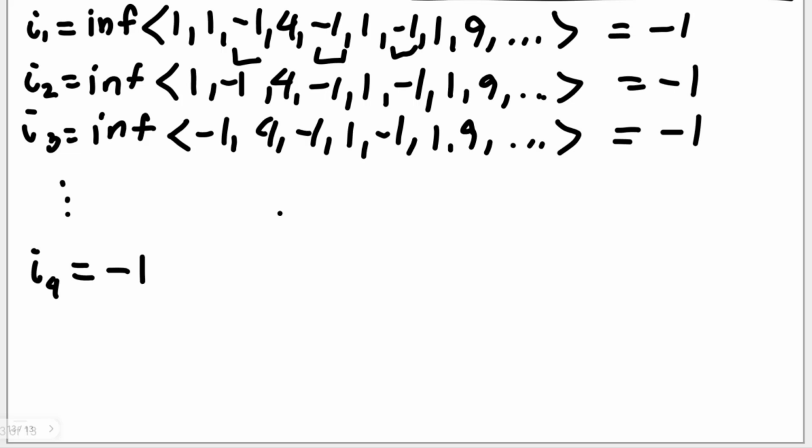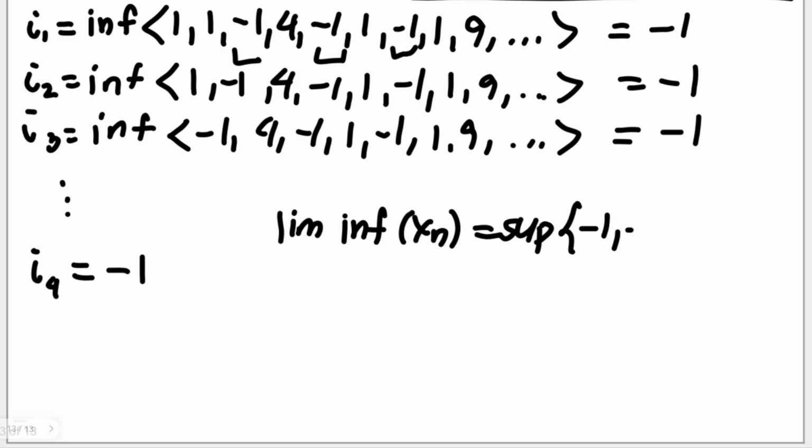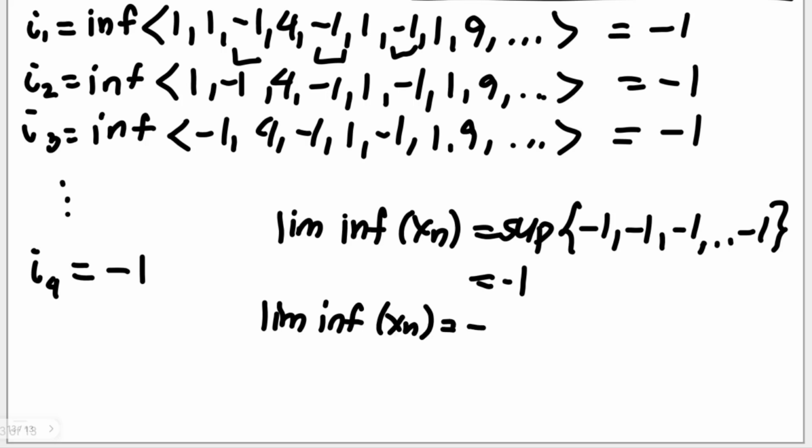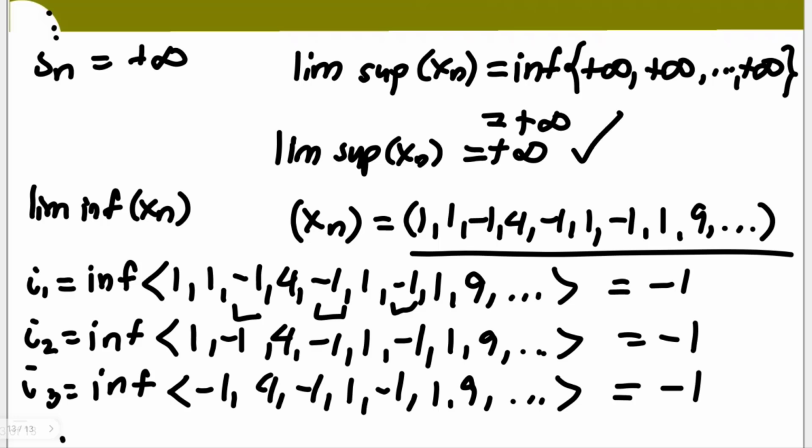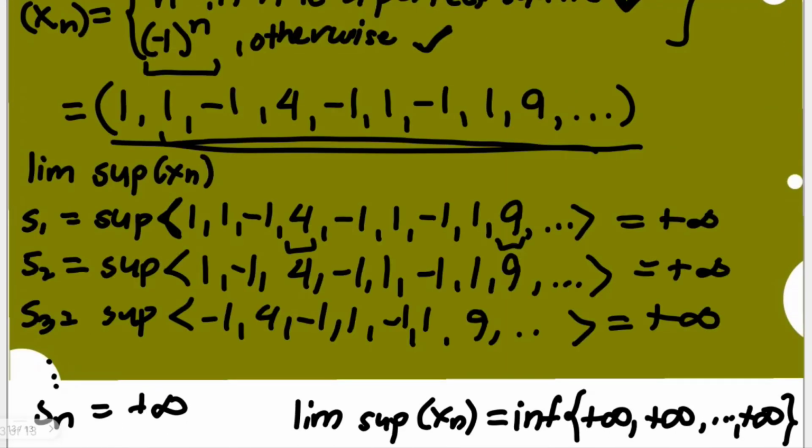So with that, the limit inferior of x sub n is the supremum of all these entries, negative 1, negative 1, negative 1, until negative 1. So it's negative 1. Again, the limit inferior of your x sub n is negative 1, which is different from your limit superior. And again, we have a theorem indicating whether the bounded sequence is convergent or not, and we'll have that in a separate video.